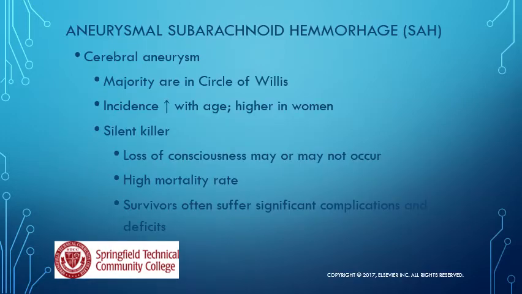So what is an aneurysmal subarachnoid hemorrhage? That's a lot of big words strung together. Basically, that's what happens when a cerebral aneurysm ruptures inside the brain. The majority of these aneurysms occur in the circle of Willis, where all the large vessels are.